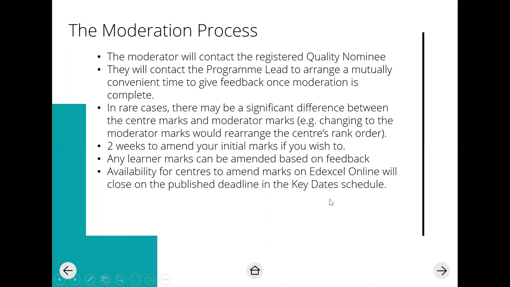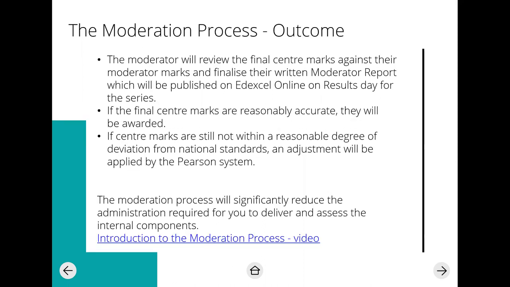So I'll reiterate: you put your marks on, we give you feedback. You have 2 weeks to make any amendments if we don't agree with your marks. If we agree with your marks, great. But otherwise you've got 2 weeks. You amend your marks. If we agree at that point, those marks go ahead. If we don't agree, we make an adjustment. Okay, that's how this works. And again, that's just explained here. So if they're reasonably accurate, they're awarded. If they're not, then we make an adjustment.